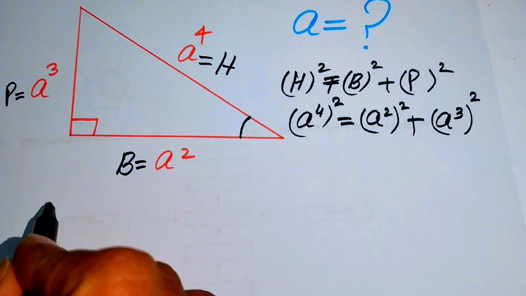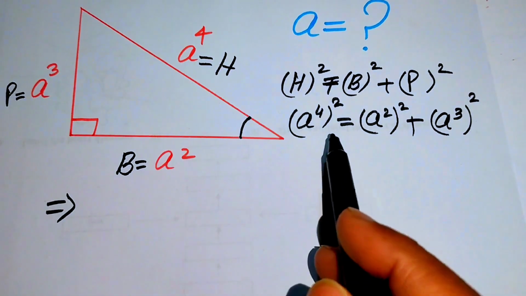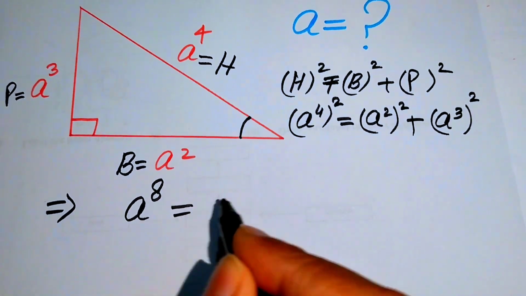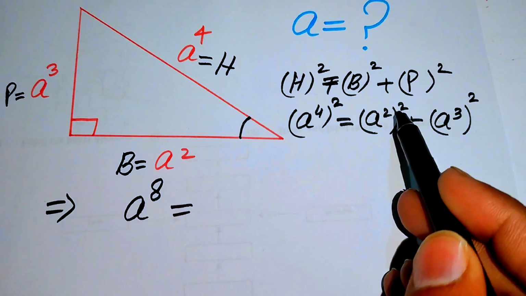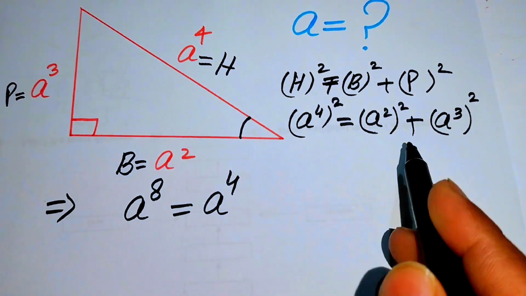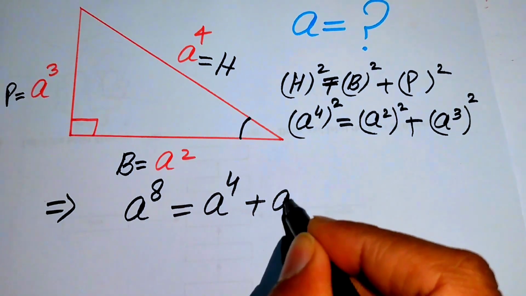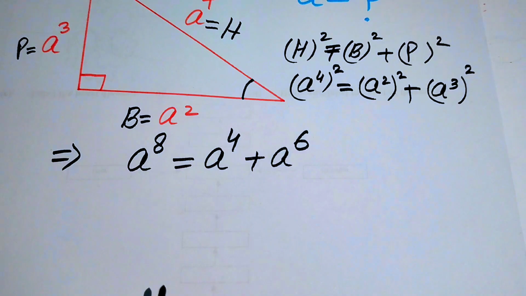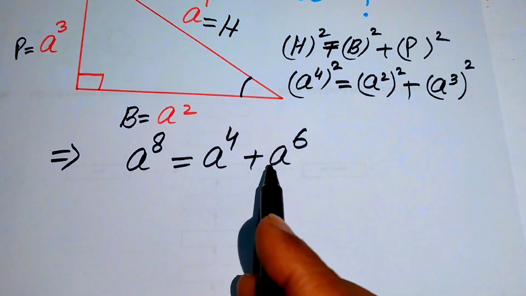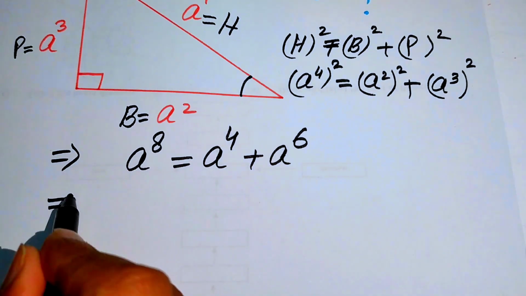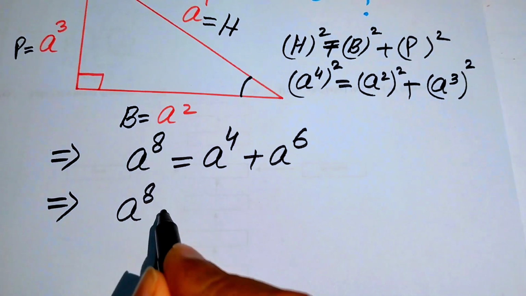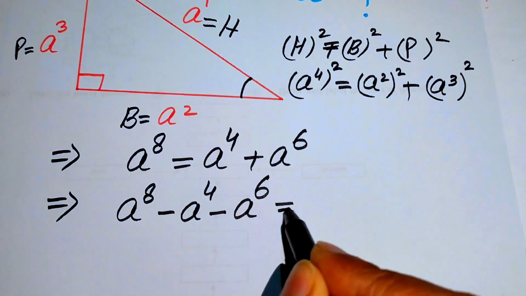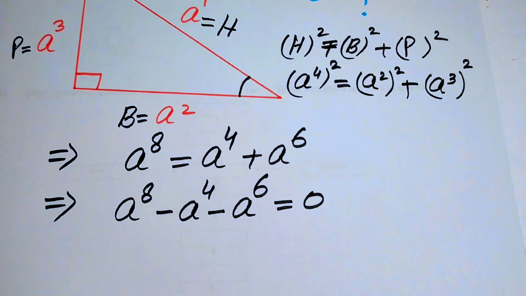In the next step, we just multiply these exponents, and we write this equation as a to the power of 8 equals, so when we multiply these two, we get a to the power of 4, and when we multiply these two exponents, we get a to the power of 6. Now in the next step, we rearrange the terms and move all these terms from the right hand side to the left hand side, and it will be written as a to the power of 8 minus a to the power of 4 minus a to the power of 6, and this whole equation equals 0.